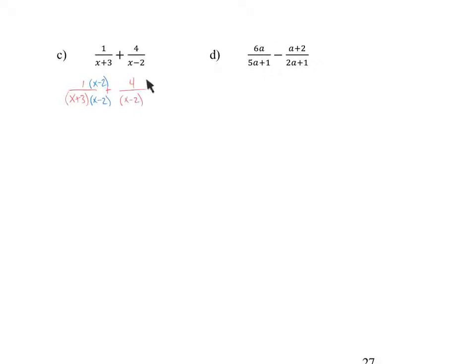Now, what does this fraction not have that this fraction does have? Well, this fraction still needs an x plus 3. So I'm going to multiply by x plus 3 over x plus 3, which is really just 1. So now I can FOIL this all out. I know that I can now write this over x plus 3 times x minus 2, because I now have a common denominator. So what am I going to have in my numerator? Well, I'm going to have a 1 times x minus 2 when I distribute that 1, plus a 4x plus 12.